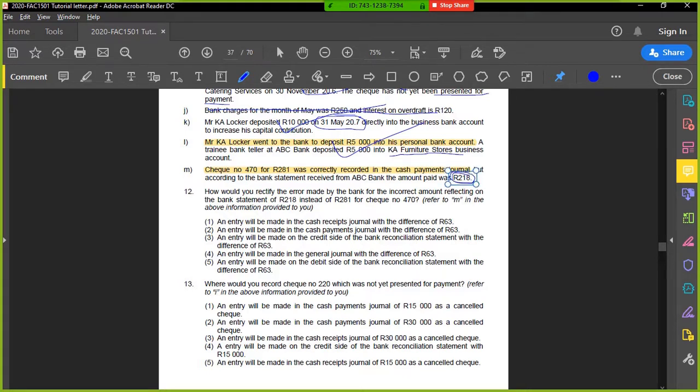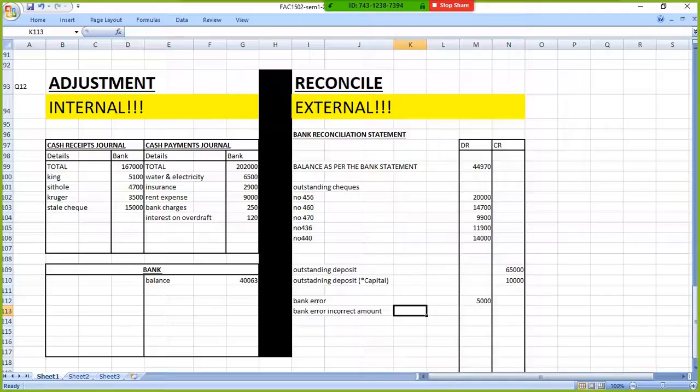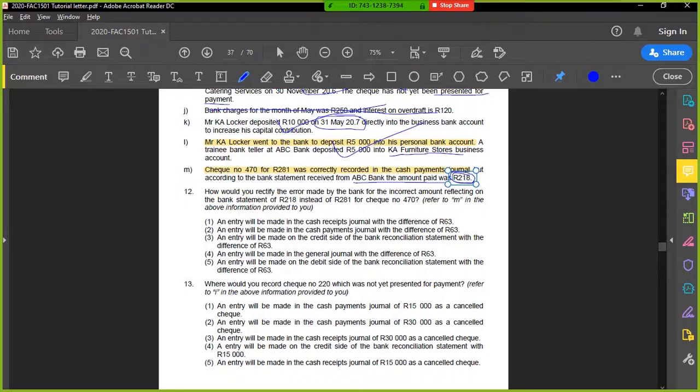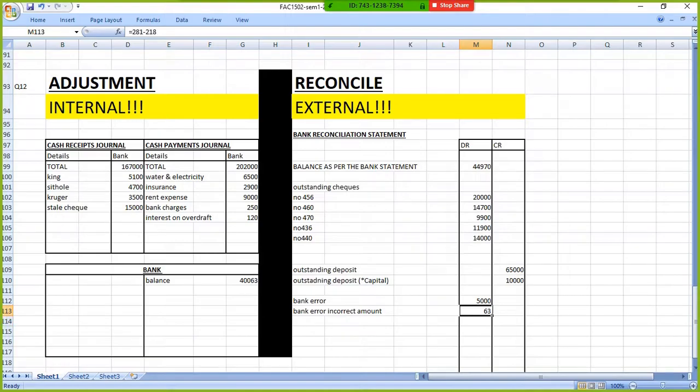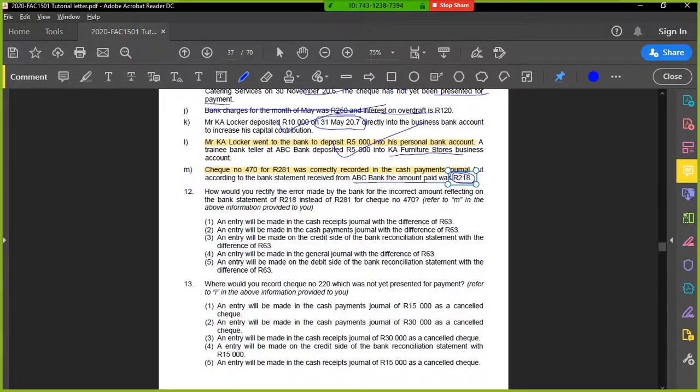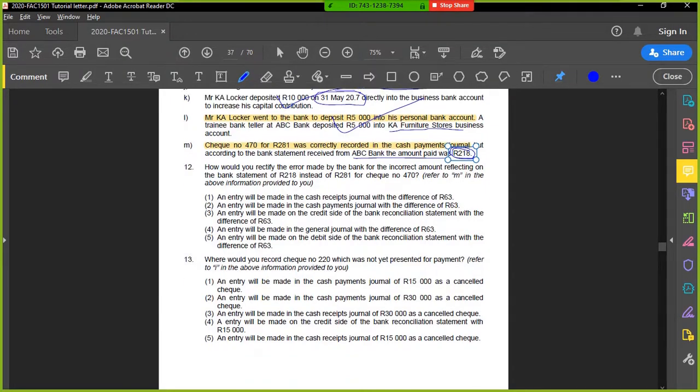If it's too low, the bank is going to correct it. They're going to process a bigger payment, so the difference is going to be debited. 281 minus 218. Is that right? Yes, 281 minus 218. Perfect. Is that it? Yes. Now we just need to choose options.